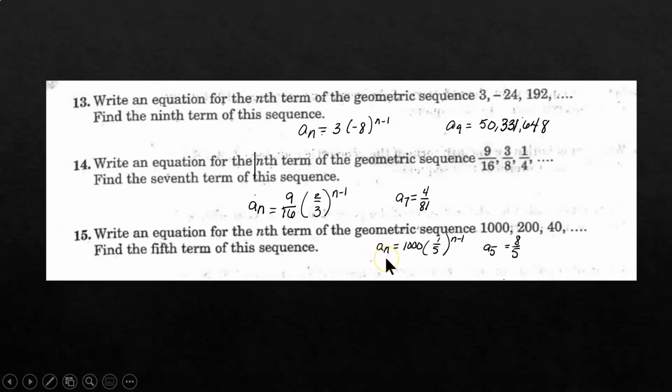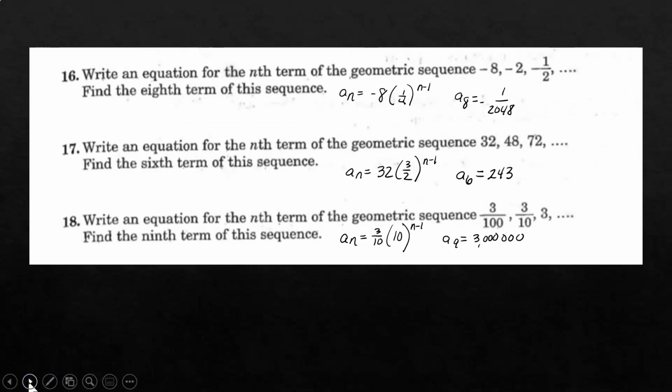15, the nth term is 1,000 times 1/5 to the n minus 1 power. The 5th term is 8/5. Number 16, the nth term is -8 times 1/4 to the n minus 1 power. The 8th term is 1/2048. 17, the nth term is 32 times 3/2 to the n minus 1 power. The 6th term is 243. 18. The nth term is 3/10 times 10 to the n minus 1 power, and the ninth term is 3 million.